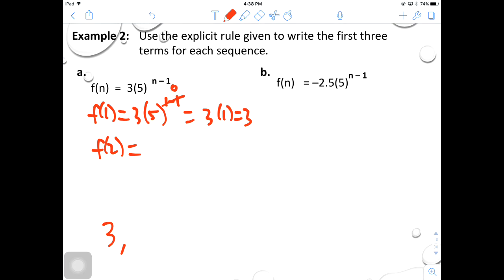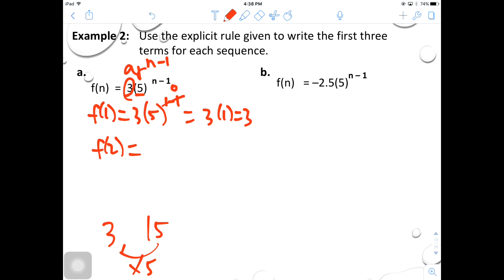F of 2, if you actually want to go about it in a smarter way, to get some shortcuts, if you understand this pattern, you can identify the common ratio. The formula says the initial term is 3. The common ratio is actually inside the parentheses. This is A times R to the n minus 1, right? So R is 5. So you're actually going to multiply by 5 to get to the next number. So if I times 5, the next number should be 15.